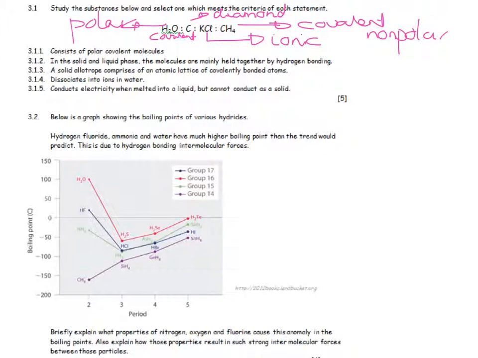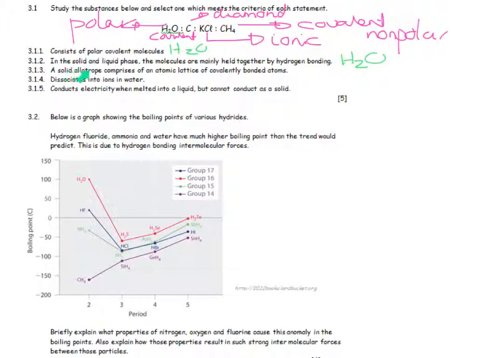All right, so now that we've given ourselves a little reminder: consists of polar covalent molecules, that must be your water. In the solid and liquid phase, the molecules are held together by hydrogen bonding. You've only got three substances, I suppose alcohols as well, but three main substances, water, ammonia, and hydrogen fluoride, and only water's in my list.